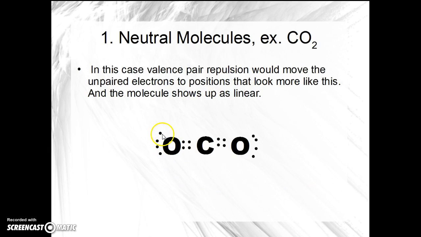As you can see, we've moved those unpaired, unshared electrons over to the other side of the molecule. And we have the shared electrons, the double bonds, in between the atoms of the molecule. This molecule must be linear because this double bond and this double bond will repel each other, and 180 degrees would have the minimum energy.